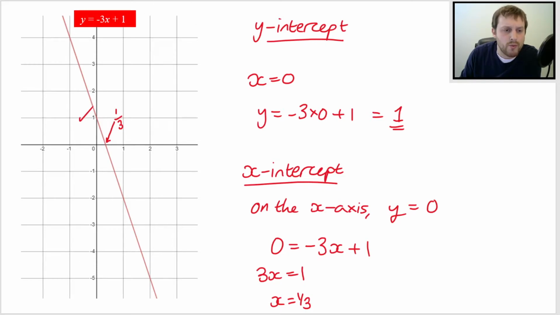Okay, right. So that's the linear situation. When we're working out the x-intercept, where it crosses the x-axis, we are making y equals 0, and then we are solving an equation. If it's linear, a straight line, you get a linear equation.